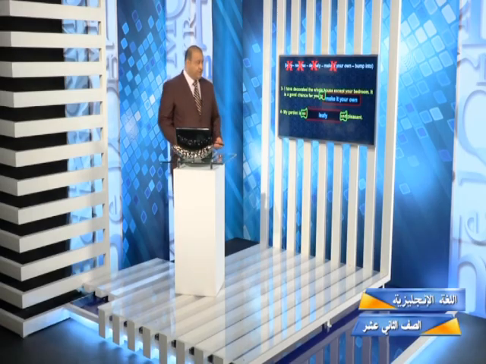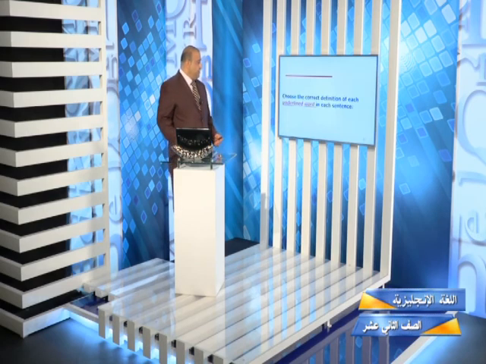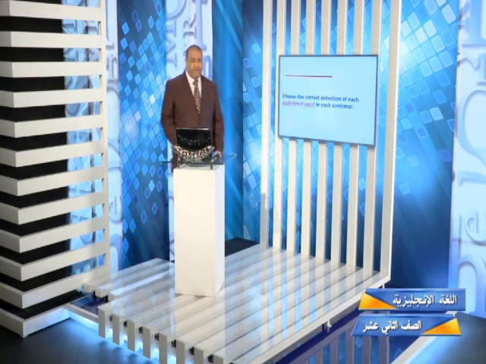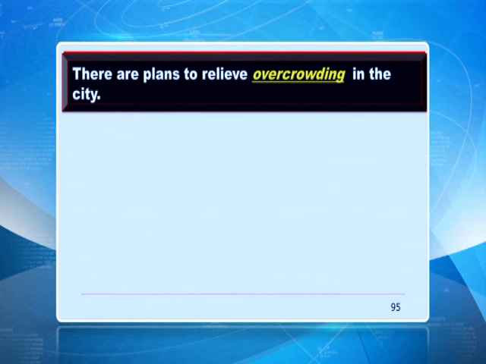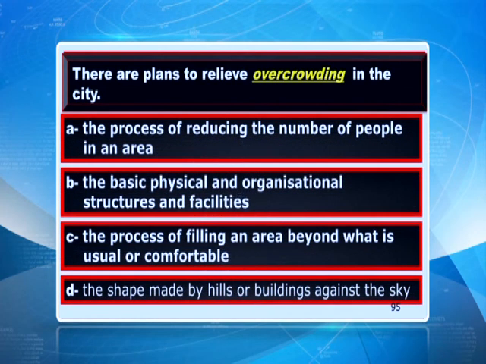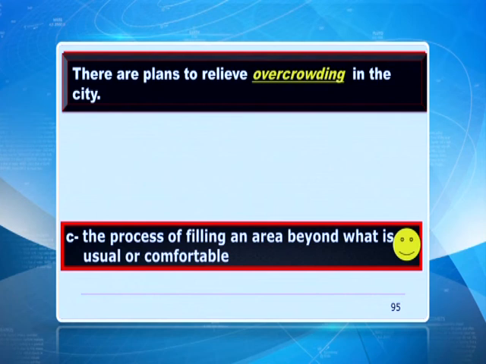Now let's move to task number 3, which is word definition. Practice 3. Choose the correct definition of each underlined word in each sentence. There are plans to relieve overcrowding in the city. So we have the word overcrowding, and here are the 4 definitions. Which one do you think is correct? Read them silently and decide on only one definition. That's it, very good. So overcrowding means the process of filling an area beyond what is usual or comfortable.